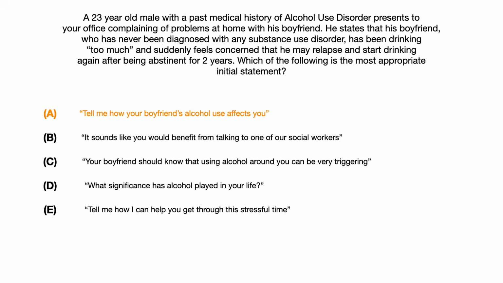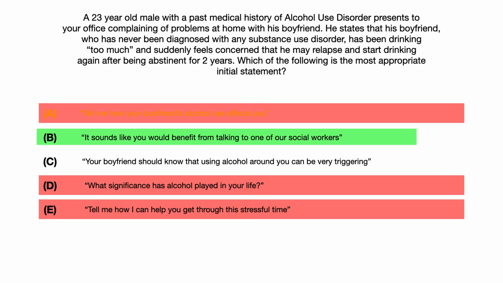Correct answer here is choice A. Tell me how your boyfriend's alcohol use affects you. Now, some of these answers sound good. Some of them sound pretty bad. So let's go through the obvious ones. So first, we've got, and I apologize, when I put that red box on the correct answer, it's really hard to read the text. But I'll go back in just a second so you can read it. But let's look at choice B.